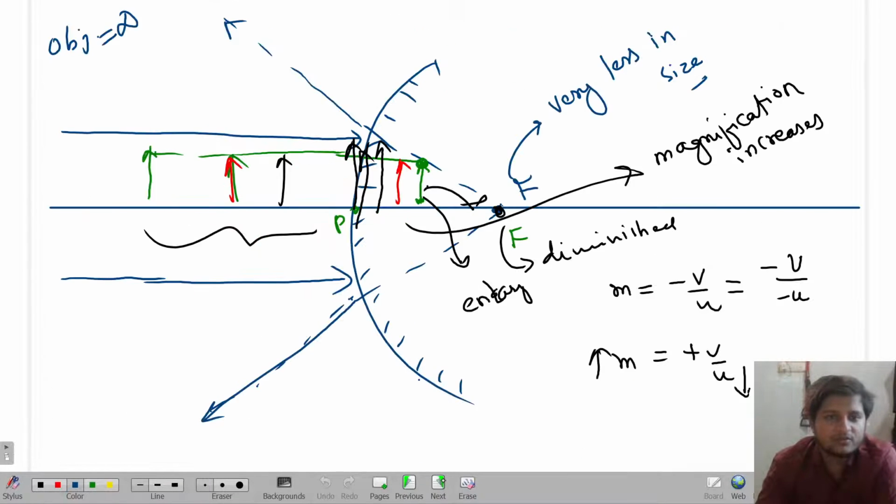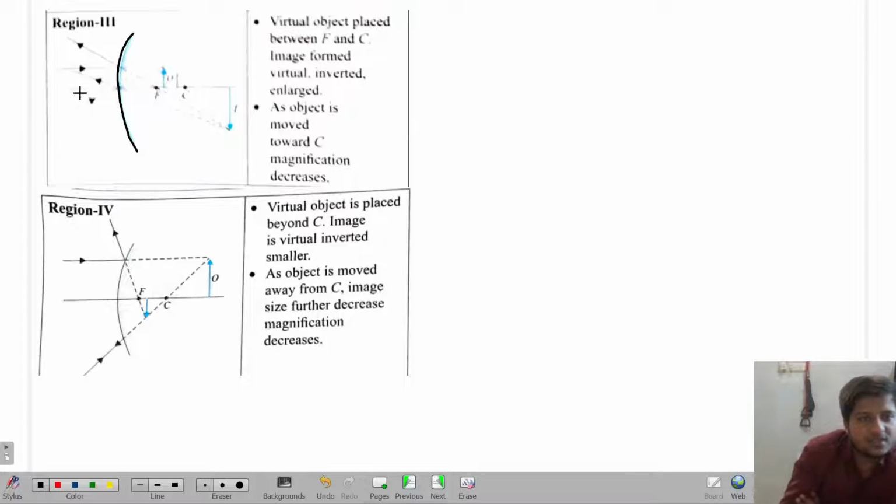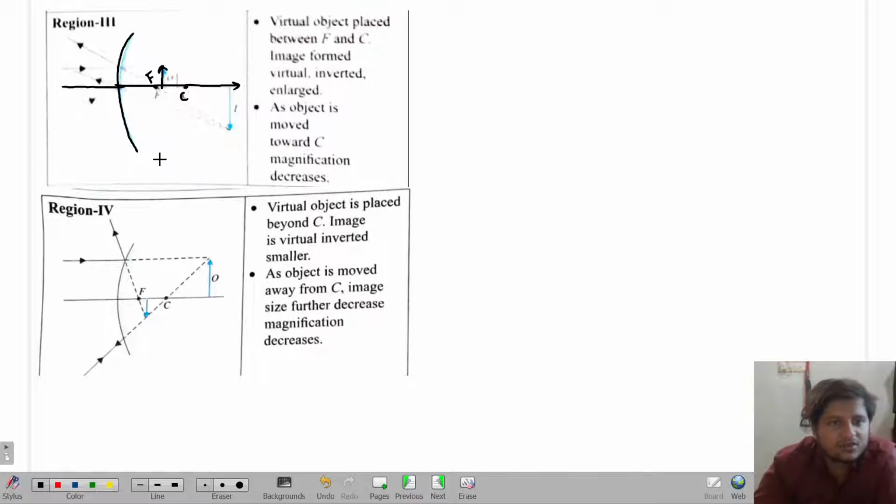Next thing. Can I move to reason 3? So let us move to reason 3. This is my concave mirror. This is my principal axis. And I have placed an object over here, between the focus and the center of curvature. So I have a virtual object between the focus and the center of curvature.